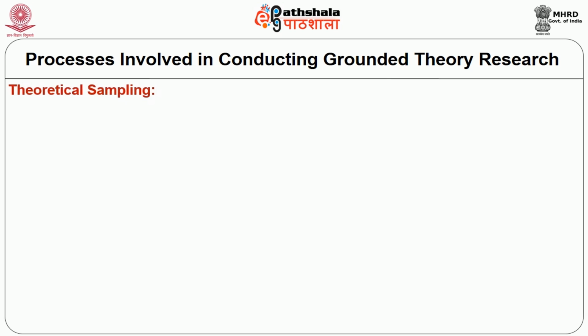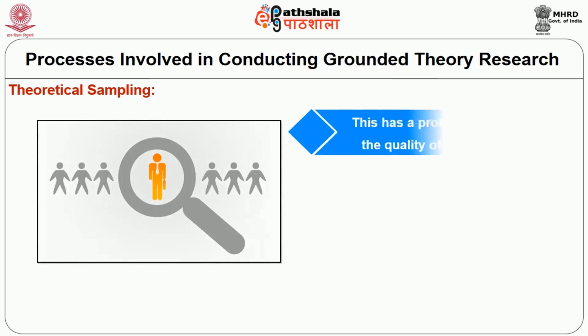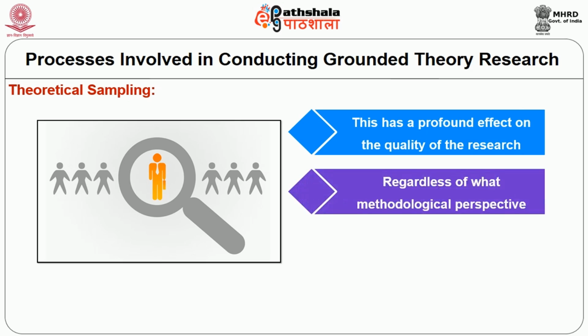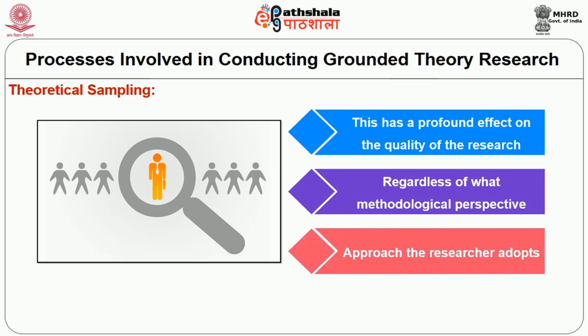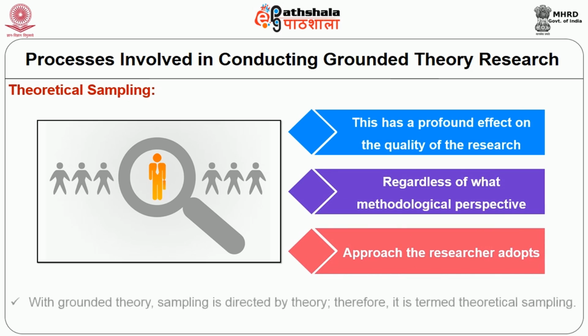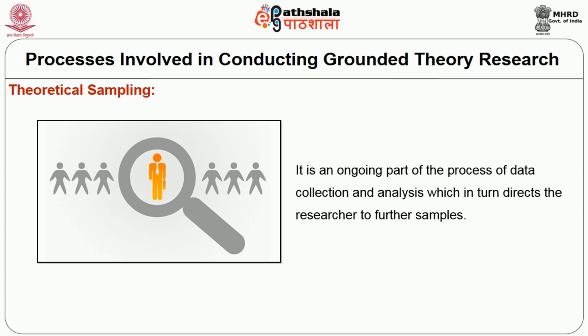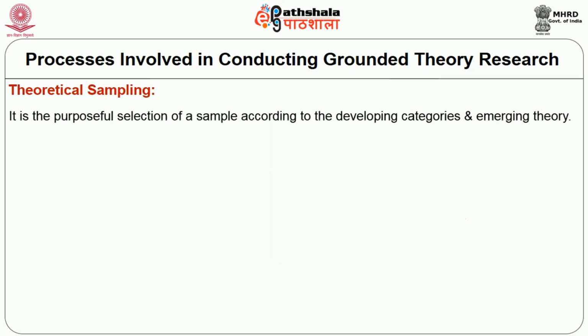Third aspect of grounded theory research is theoretical sampling. Once the research problem, context and people have been identified, the next step is sampling. Sampling has a profound effect on the quality of the research regardless of what methodological perspective and approach the researcher adopts. In grounded theory, sampling is directed by theory. Therefore, it is termed as theoretical sampling. It is an ongoing part of the process of data collection and analysis which in turn directs the researcher to further samples. Theoretical sampling is the purposeful selection of sample according to the developing categories and emerging theory.